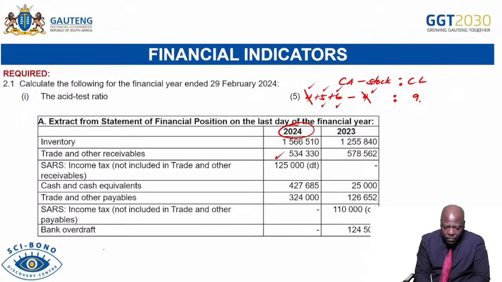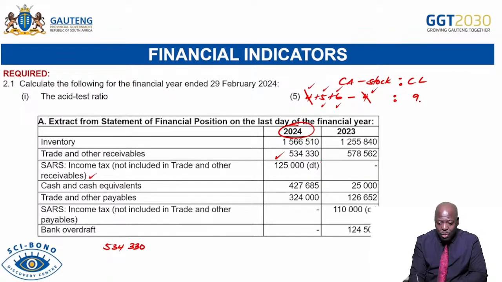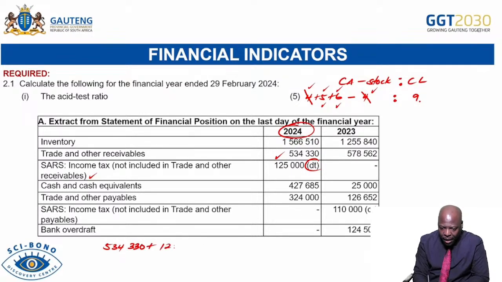So I'm going to say it's 534,330. But I'm also told that I have SARS income tax, which is not included in trade and other receivables. It must be in trade and other receivables because it is a debit balance. So I'm going to add here 125,000. Then it has to be as to. Remember, I still have to add. Okay, someone just reminded me. Mr. Simbi, you still have to add.